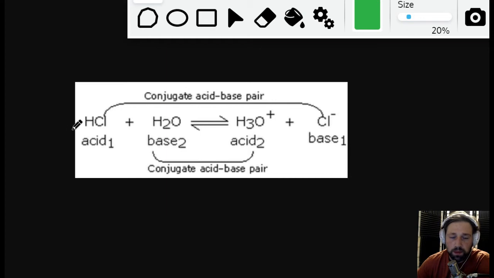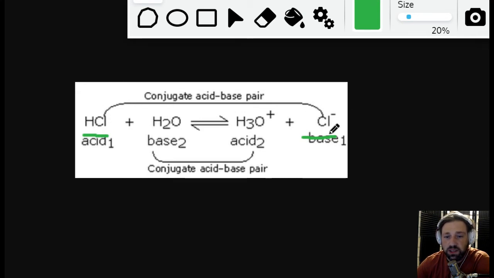So remember what an acid is. Let's go with the Bronsted-Lowry definition. Anything that is going to donate or get rid of a proton, a hydrogen atom, is going to be our acid. In this case, HCl, hydrochloric acid, is our acid. Once this reaction takes place and it loses its hydrogen ion, its proton, it's going to become a base. It's going to become a conjugate base.